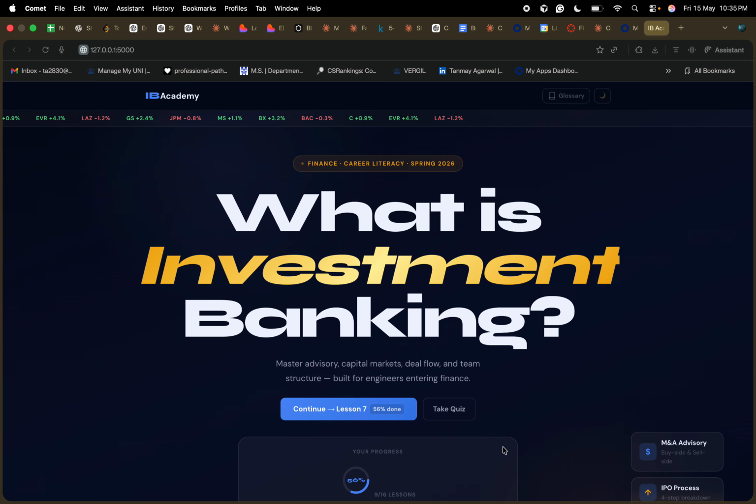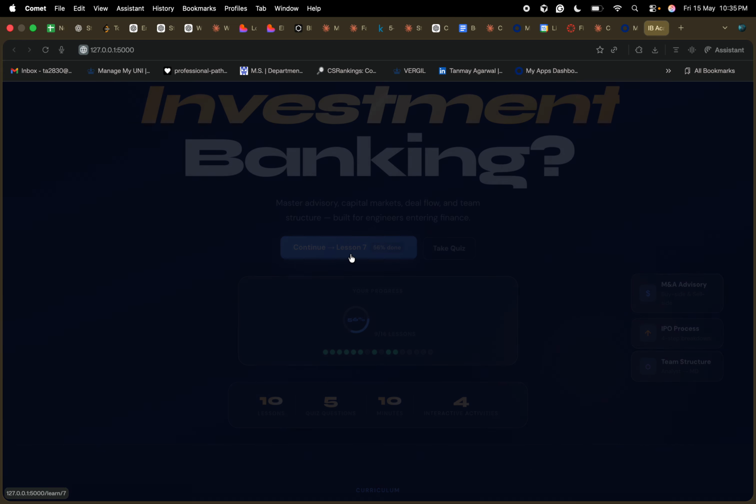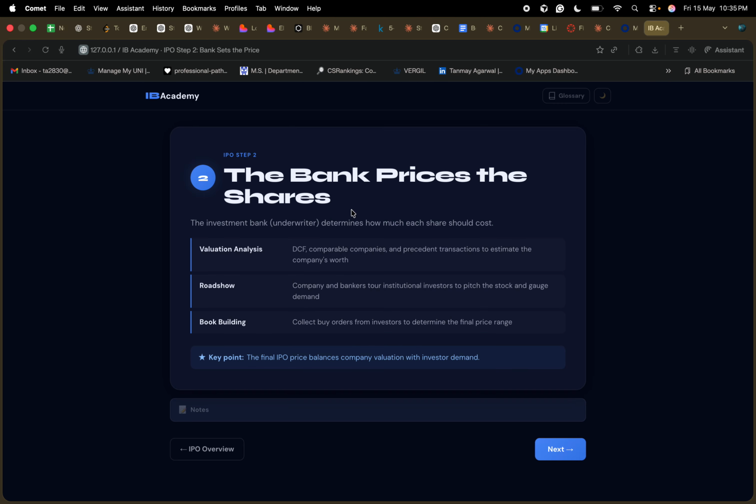This is mainly built so that people can walk into finance interviews knowing what advisory, IPOs, and deal flows actually mean. So here I'm going to show you lessons. As you can see, even if I reload, it shows that the lessons are already there, which showcases that all the data is being saved in your local device. And if I continue, it is going to continue from the start.